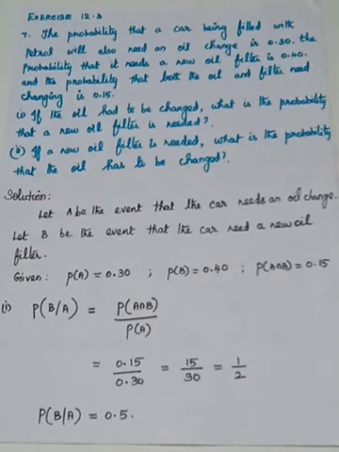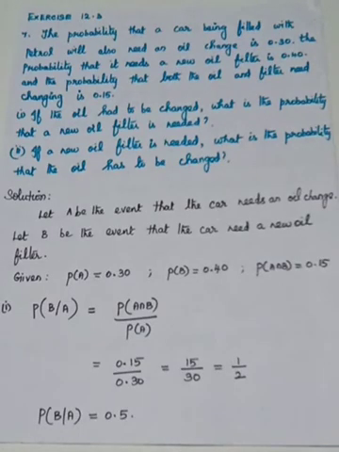Good morning, students. So we are going to see exercise 12.3, the problems regarding conditional probability and independent events. Coming to the seventh problem: the probability that a car being filled with petrol will also need an oil change is 0.30. The probability that it needs a new oil filter is 0.40, and the probability that both the oil and filter need changing is 0.15.